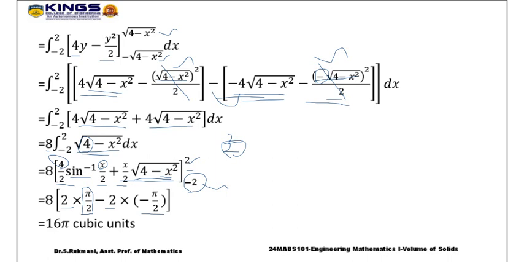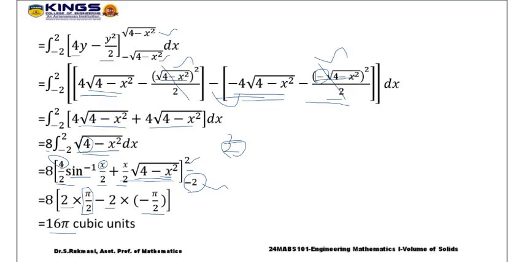So minus into minus becomes plus. That means what? 4 into pi by 2. 4 into pi by 2 means 2 and 2 get cancelled. So 8 2s are 16. That is equal to 16 pi cubic units. That's all. So this is the first problem.